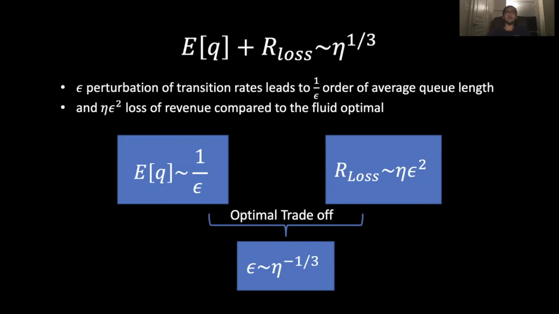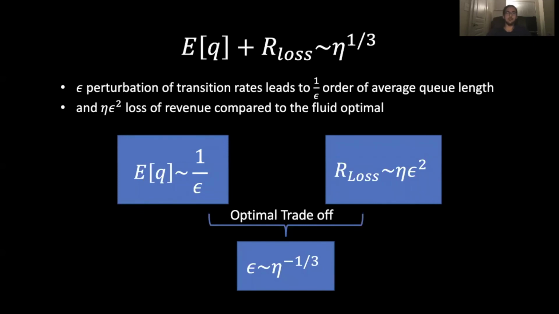If you do an epsilon perturbation of the transition rates, that means you pick your arrival rates such that you do not deviate from the fluid optimal arrival rates by more than epsilon, then you can show that the expected queue length is of the order 1/ε and the revenue loss is of the order η ε². Now, to match the trade-off, we will pick epsilon to be η^(-1/3), which gives us η^(1/3) revenue loss. Now we'll look at each of these things separately.